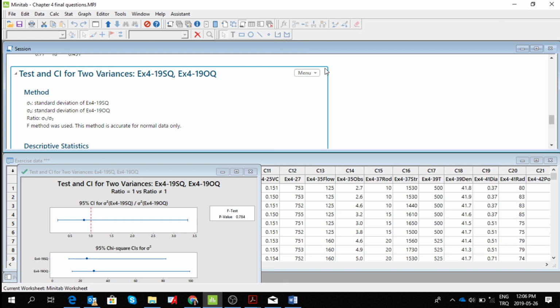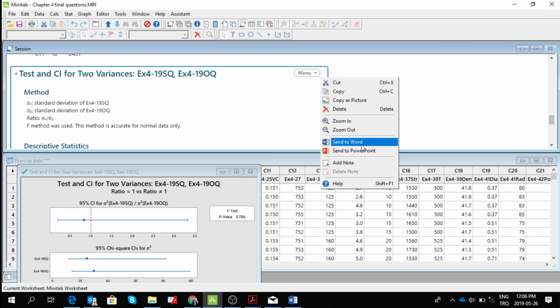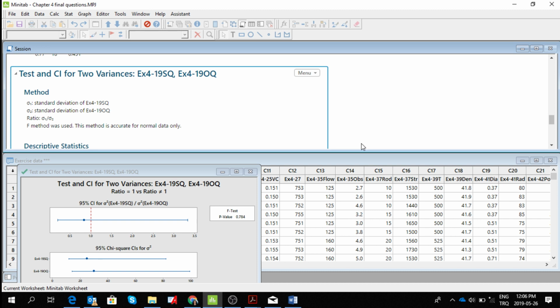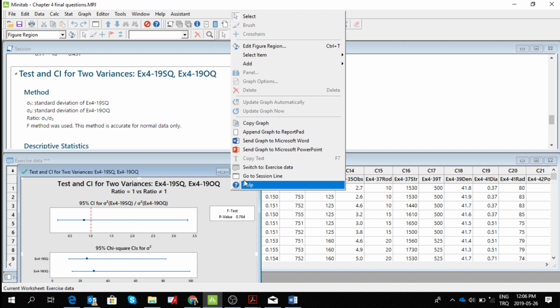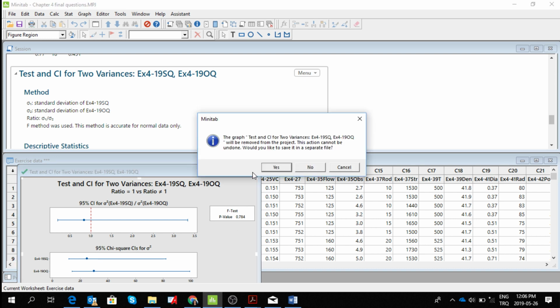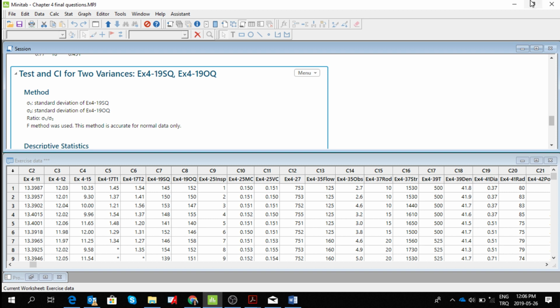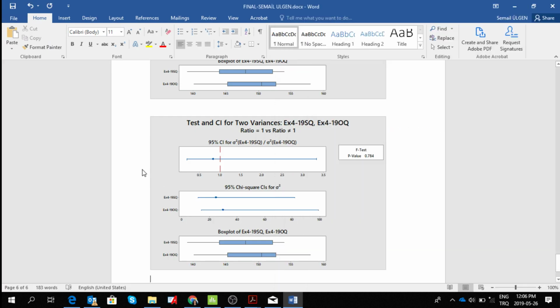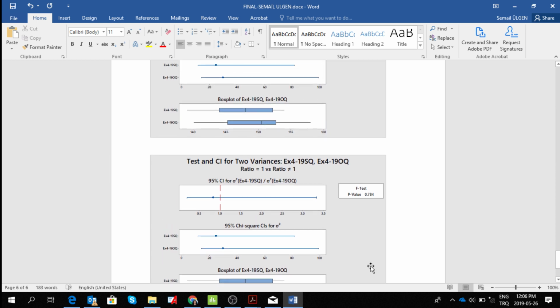You can also send all of it. See, there's this menu. After you're done, you can send all of it to Word. Let's see which part it's going to send. And you can also send graphs to Microsoft Word, so everything is going to appear in there. Make this smaller so that I have room. See, I have this graph with box plots and a chi-squared for both. These are just for graphical purposes. It says F-test used, and the p-value, and we have this.